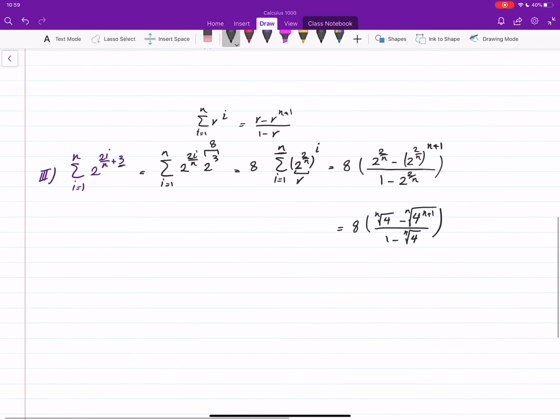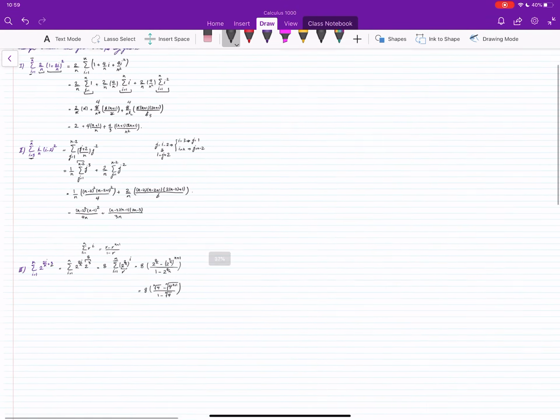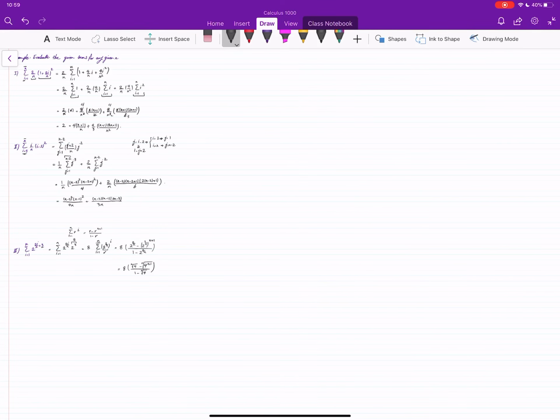But as you see, you need to know the geometric series. You need to know sums of powers of integers to be able to evaluate these kinds of sums.